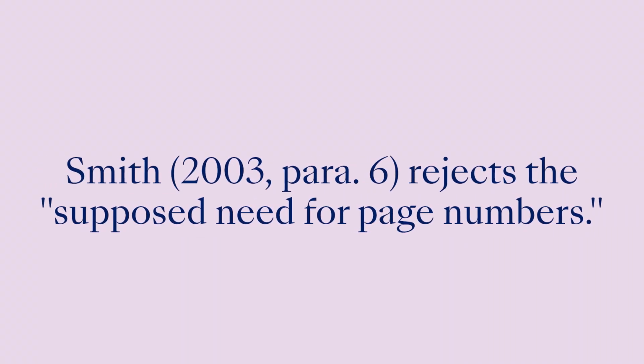If you want to be sure that readers can find the text you're quoting though, you can use the paragraph number after the abbreviation para. If the paragraphs aren't already numbered in the source you're citing, simply count down until you find the paragraph you've cited from and give it its respective number. For example, Smith 2003 para 6 rejects the supposed need for page numbers.